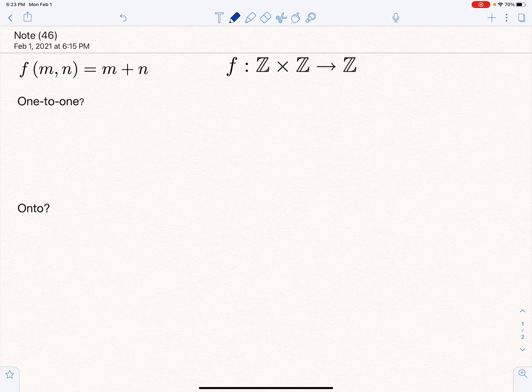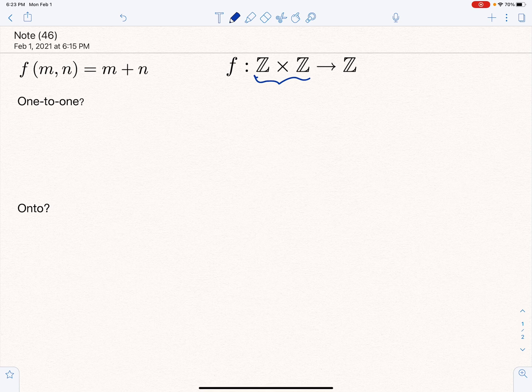Okay, so the goal of this video is to determine if this function of two variables, m and n, equal to m plus n, is one-to-one and onto, where we define our inputs to both be integers. Remember that an ordered pair is said to be a member of the cross product or Cartesian product between two sets. In this case, they're both integers.